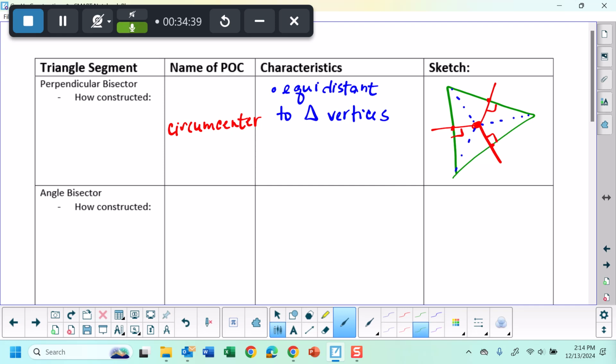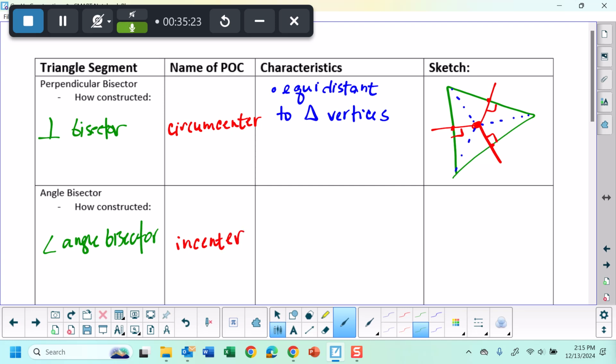When I construct my circumcenter, my perpendicular bisectors are going to be constructed from your perpendicular bisector construction. That one's a duh. When I talk about my angle bisector, again, it's constructed from your angle bisector. That point of concurrency of the angle bisectors is called your incenter.